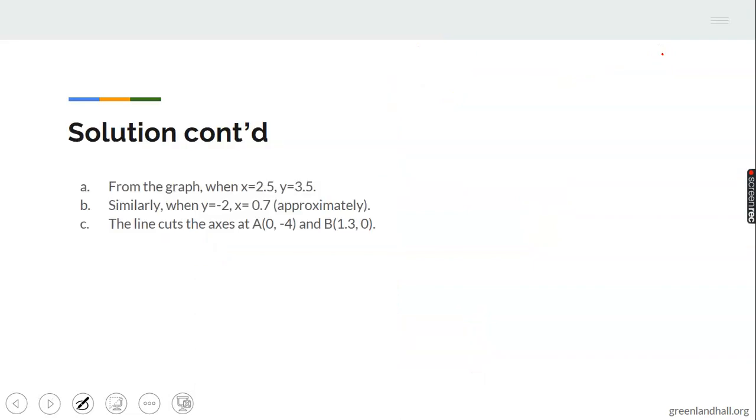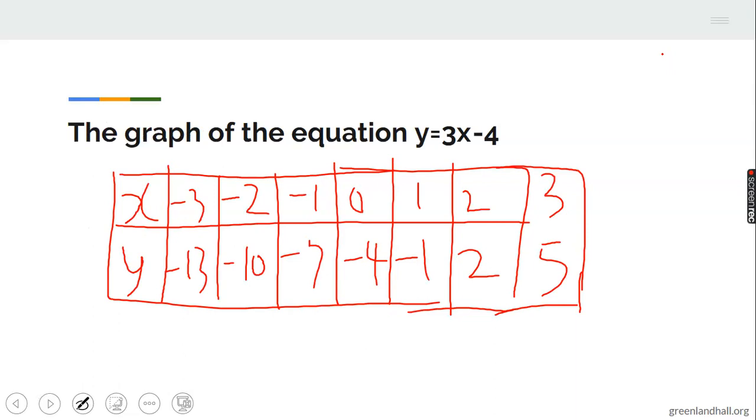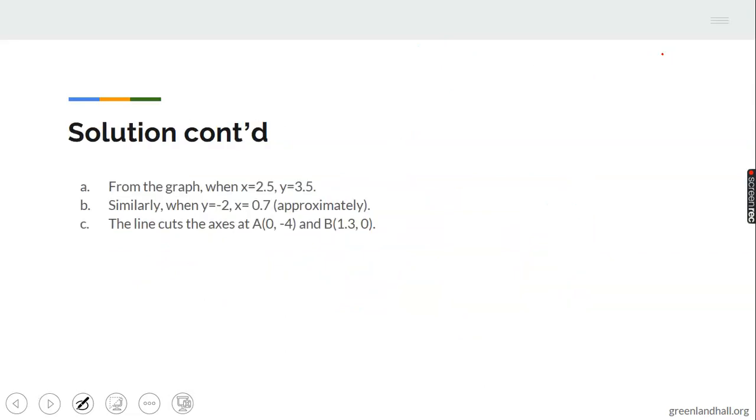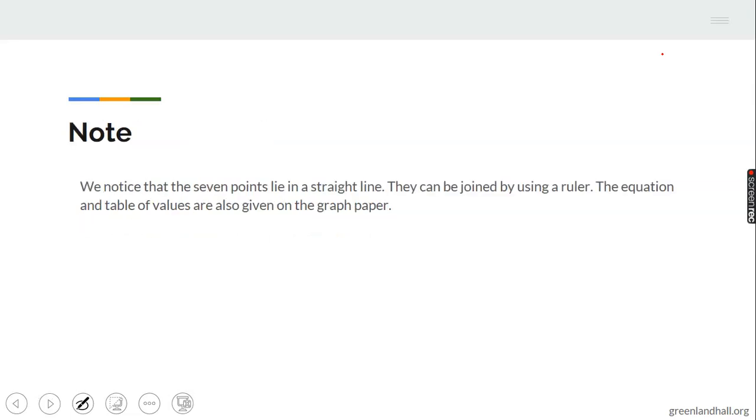Now, you must have a straight line graph, because this equation is for a straight line graph. You must not have a curve at all. Okay, so when you plot all those values, you will have a straight line. And once you do that, you'll be able to find the value of y when x is 2.5.